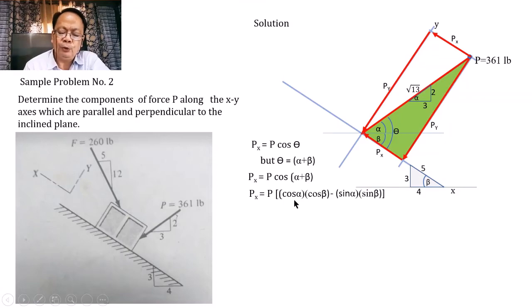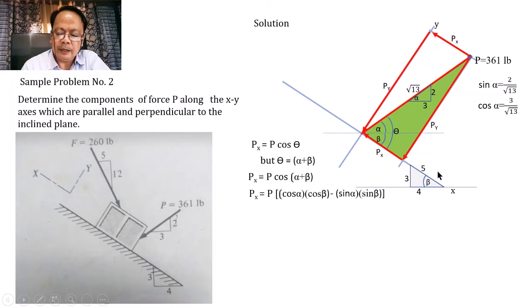Yung alpha na tinutukoy, yun yung angle of inclination that this force is making with respect to the horizontal. Ito yun. And that is also equal to this one. And from this triangle, we can express the function of that alpha so that sine of alpha is equal to the opposite over the hypotenuse, and that is equal to 2 over the square root of 13. Similarly, yung cosine naman ng alpha will be the adjacent over the hypotenuse, and that is equal to 3 over the square root of 13.